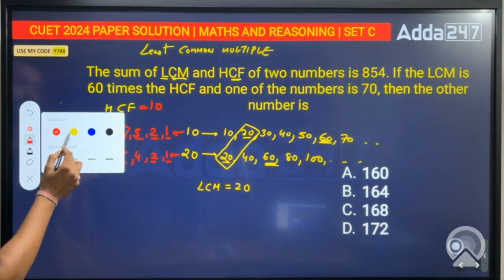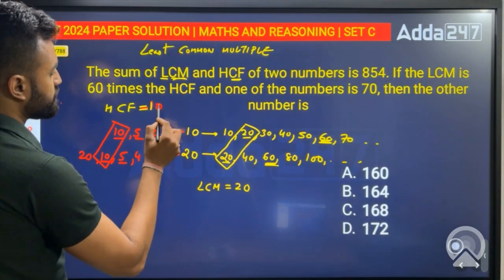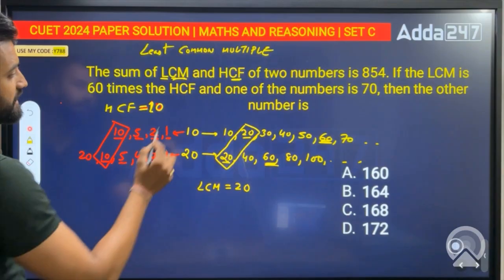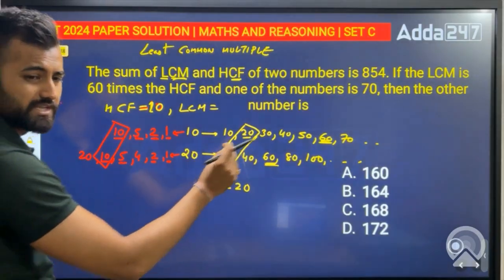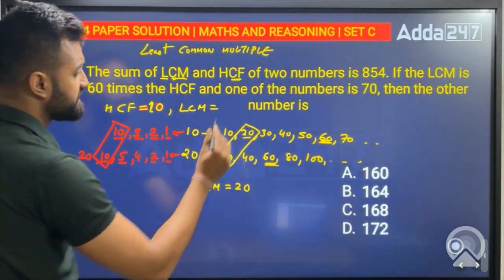Got it? So when I say highest common factor, you will have to see the factor which is the highest. That is your 10. And when I say least common multiple, the least common multiple that these two numbers have is 20.